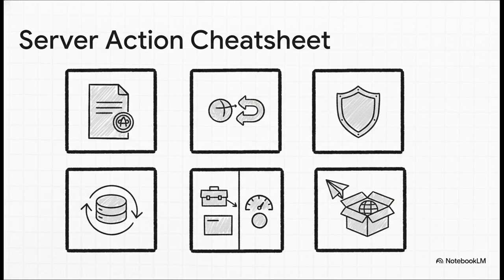4, after a successful mutation, use revalidatePath to update your UI. 5, use the right hook for the right job. Use useActionState for the form, use useFormStatus for the button inside it. And finally, number 6, remember that redirect goes outside your try-catch block. If you can internalize these 6 principles, you have pretty much mastered the core of server actions.